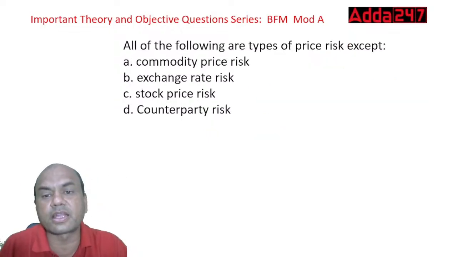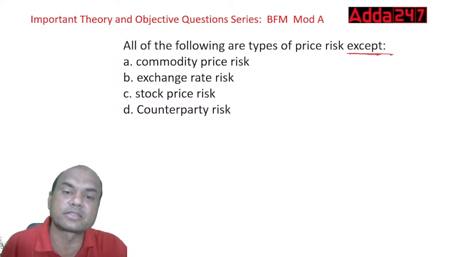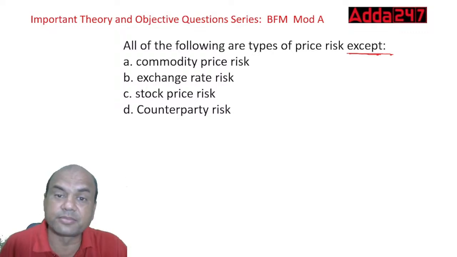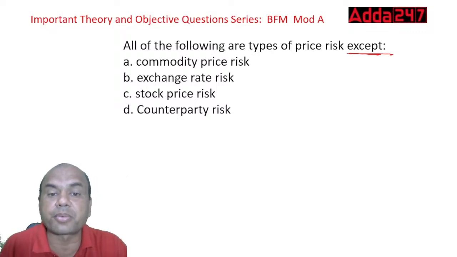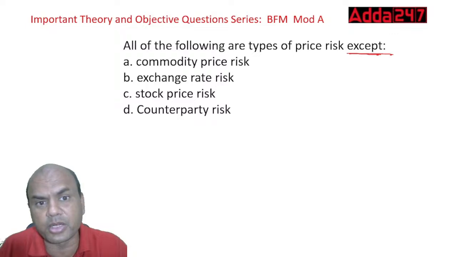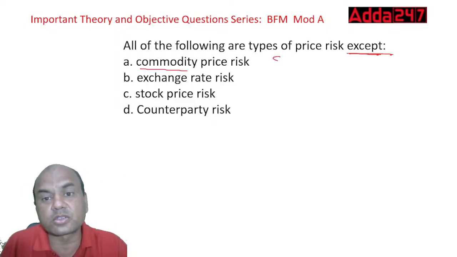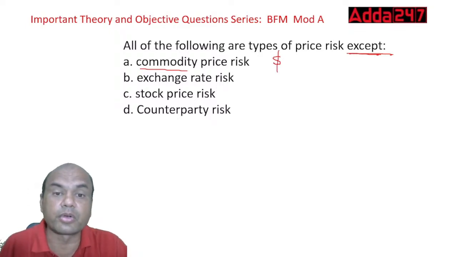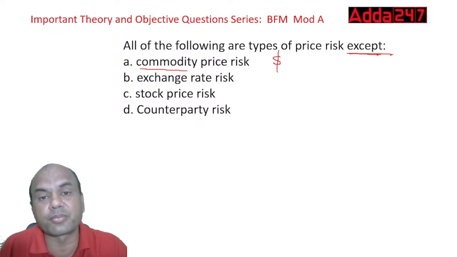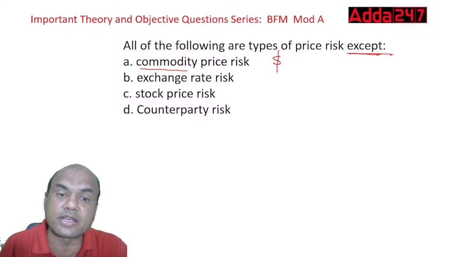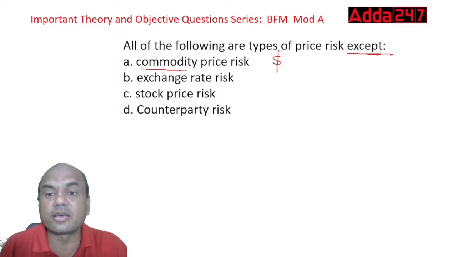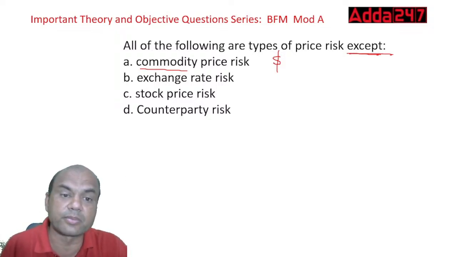All of the following are the types of price risk except, so which is not the type of price risk. All of them. Let's see. Price risk means what? Commodity price risk. The price of any commodity. What is the commodity? Commodity is anything. Dollar is also a commodity. Okay, currency is also a commodity. So commodity price risk, exchange rate risk. That is also price risk, because if the dollar rate changes or the exchange rate changes, definitely the price will change. So this is also the part.